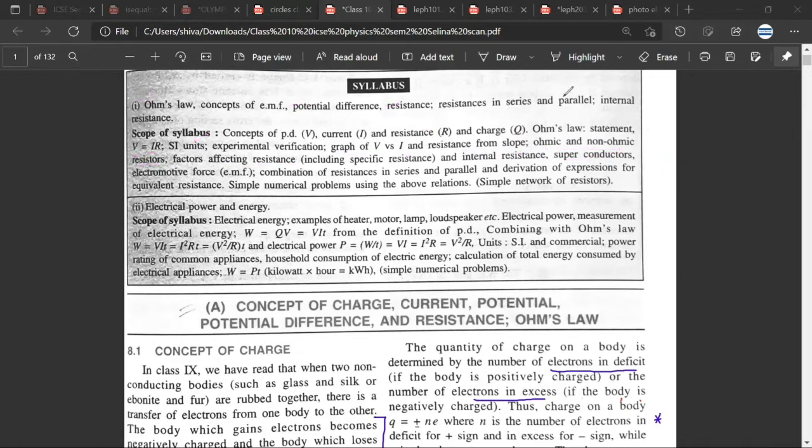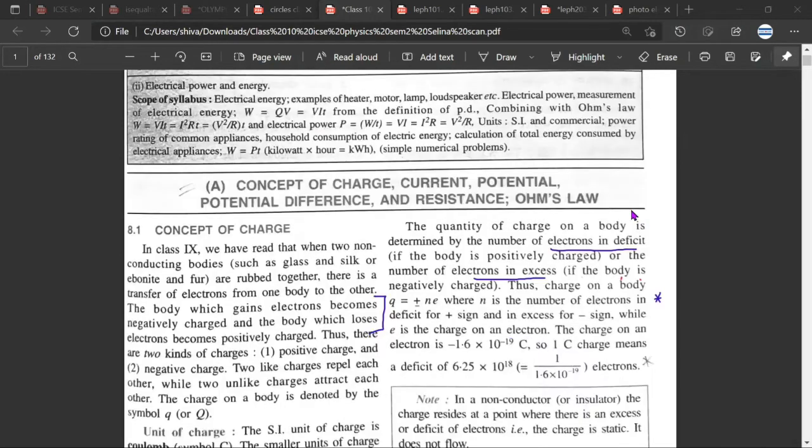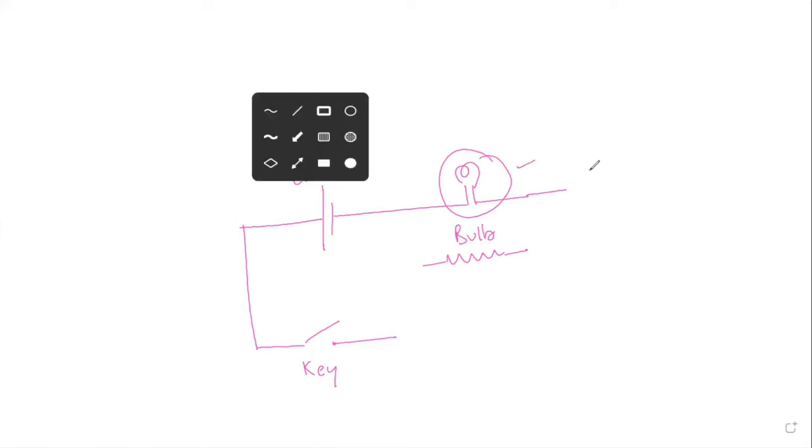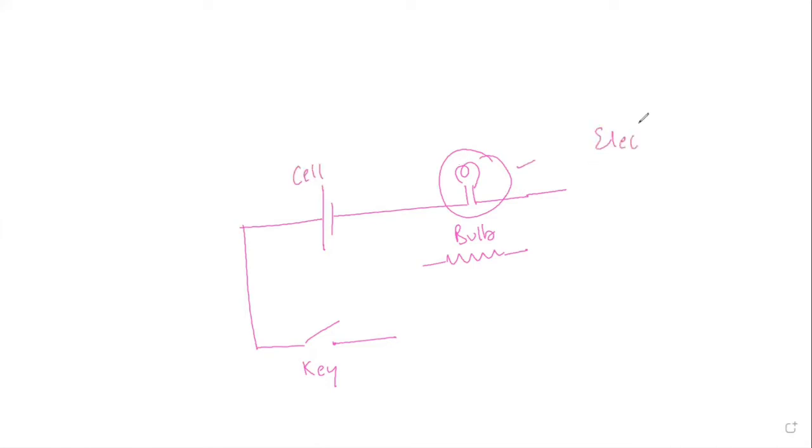So Mr. Satya, the first thing we need to understand is that this is how circuits usually look. For example, this is a cell. This can be thought of as a bulb. Now this bulb is a form of resistance. Any doubt? There would be a key in the circuit. This is called the key. Bulb also has a sign, but basically any electrical equipment in your house is basically a resistance. Any doubt?